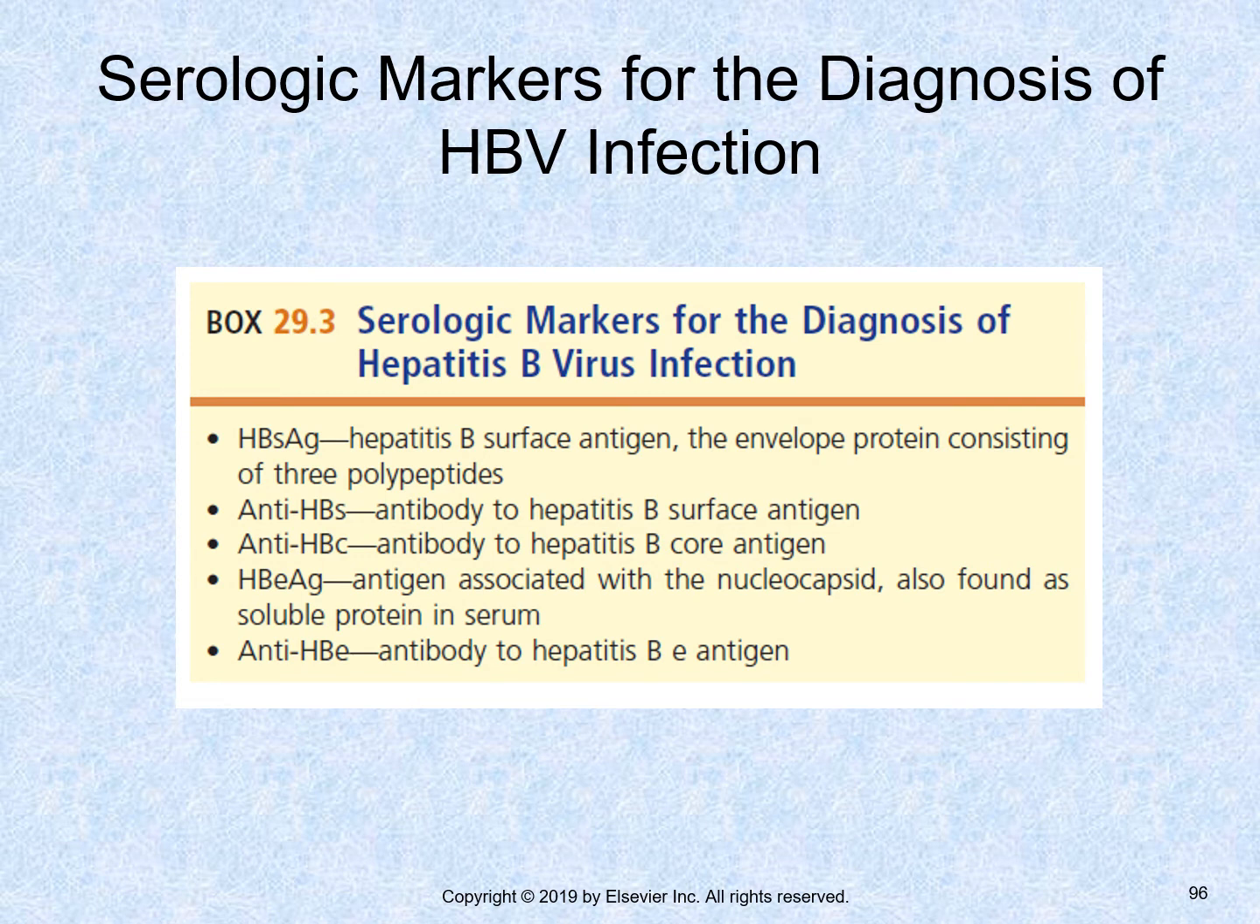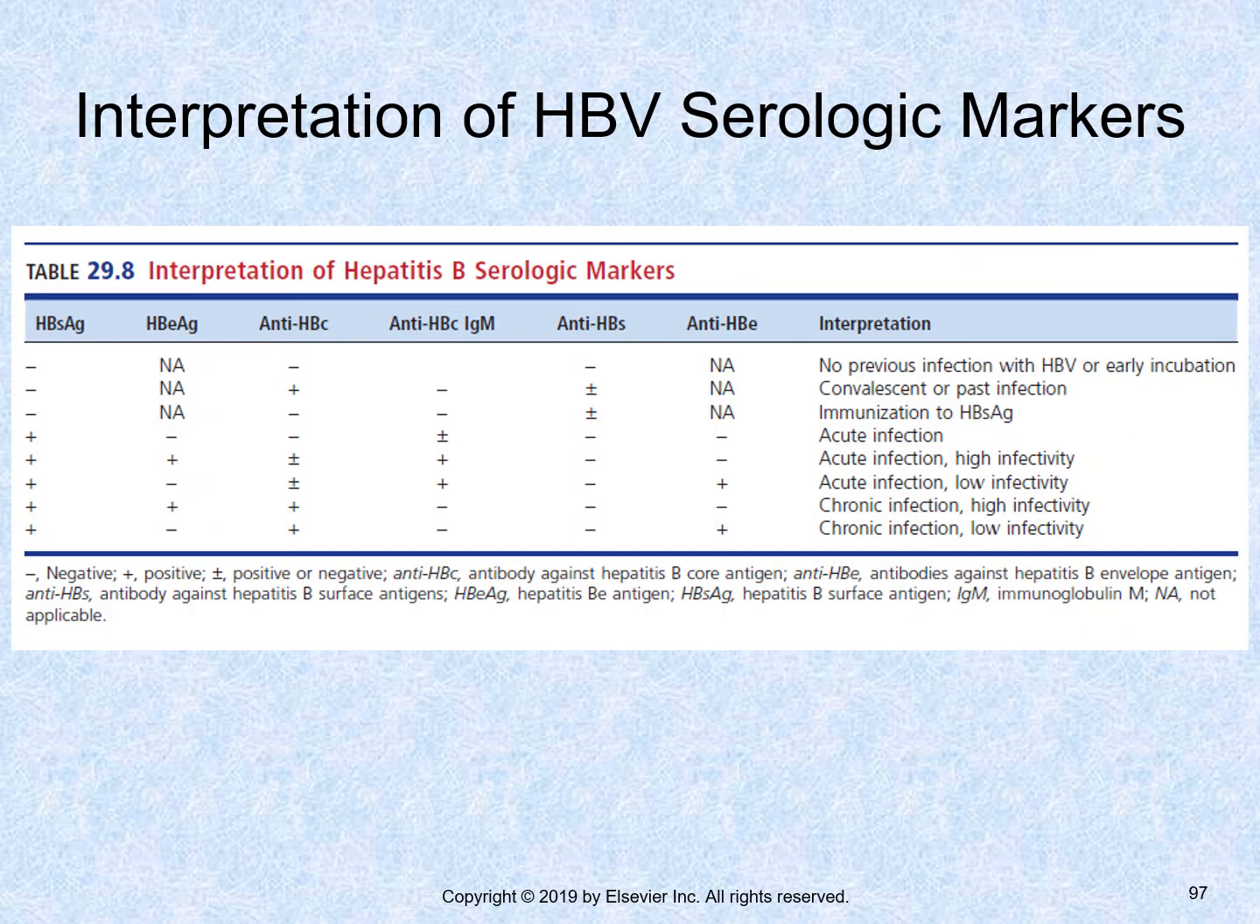Box 29.3 in the textbook shows the serologic markers for diagnosis of HBV infection. So hepatitis B surface antigen is the envelope protein consisting of 3 polypeptides. Anti-HBs is the antibody to hepatitis B surface antigen. Anti-HBc is the antibody to hepatitis B core antigen. HBeAg is the antigen associated with the nucleocapsid, also found as soluble protein in serum. And anti-HBe is the antibody to hepatitis B e antigen.